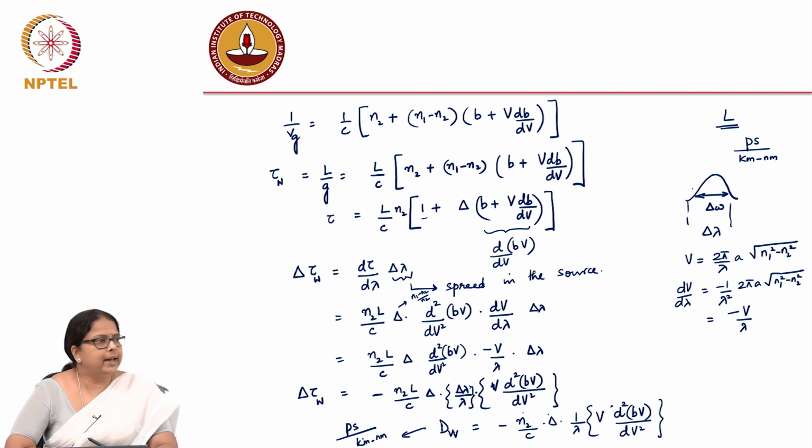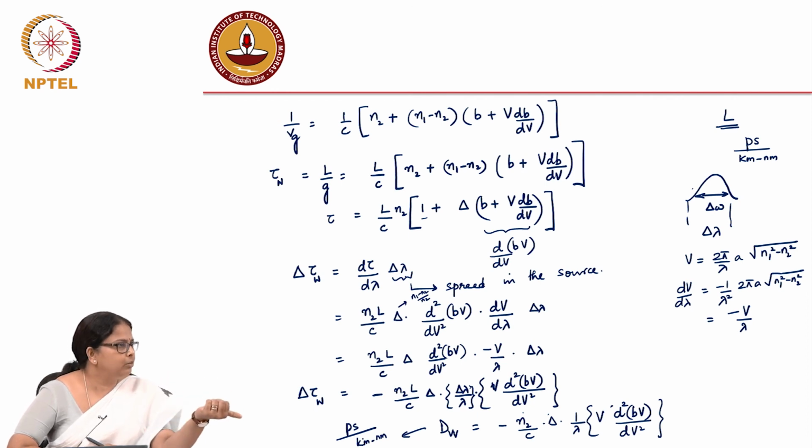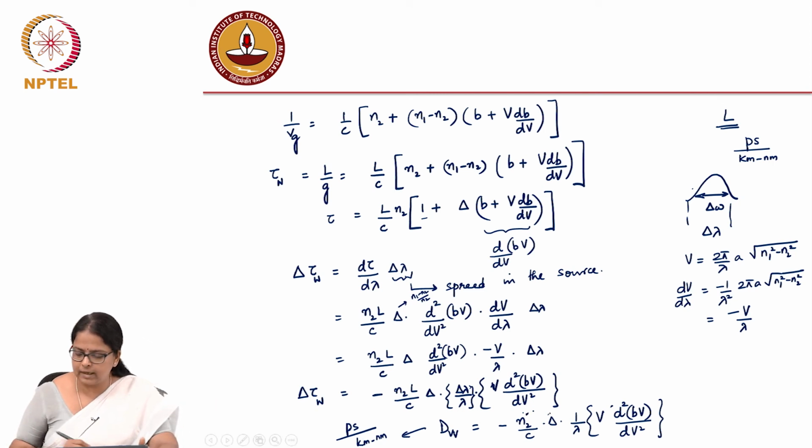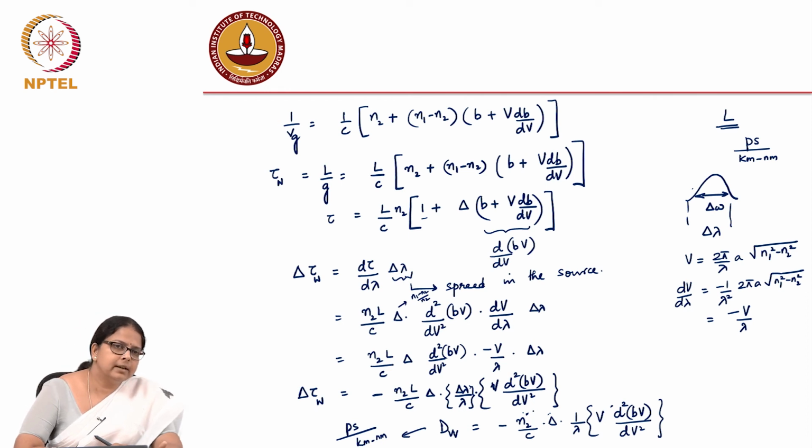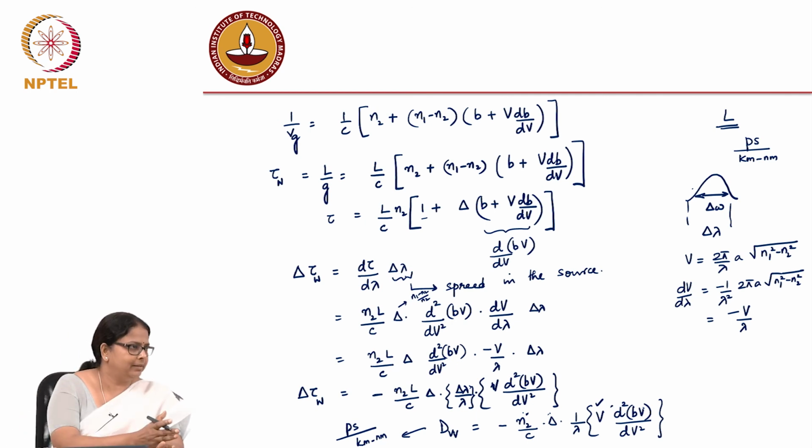So, how do I now go about calculating this? Let us say I have a source at 1550 nanometer and it has a spread of 2 nanometer. I want to know the waveguide dispersion. So, what else do I need to know? I need to know some information about the fiber. I need to exactly know the core index and the cladding index, because you have a delta and you have an N2 in the system. What else do I need to know? I need to know what is the V number, and not just that, I need to know the second derivative of the product bV at that particular wavelength.